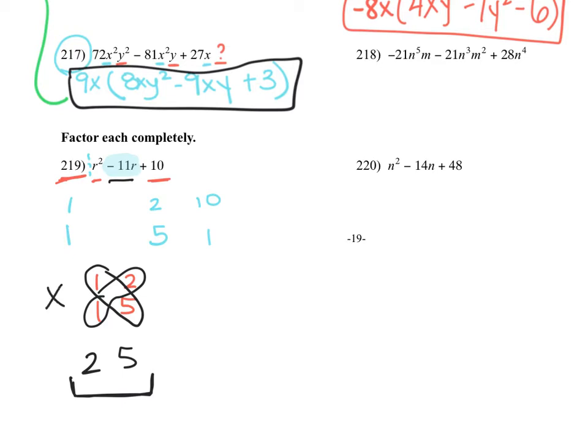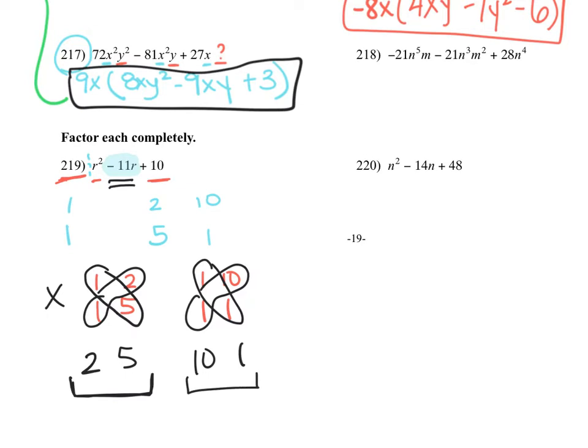So this combo will not work. So I'm going to try 10 and 1. So 1 and 1 and 10 and 1. And I'm going to cross multiply the same way. So I get 10. And I cross multiply the same way and I get 1. Will the combo of these two numbers actually give me the negative 11?